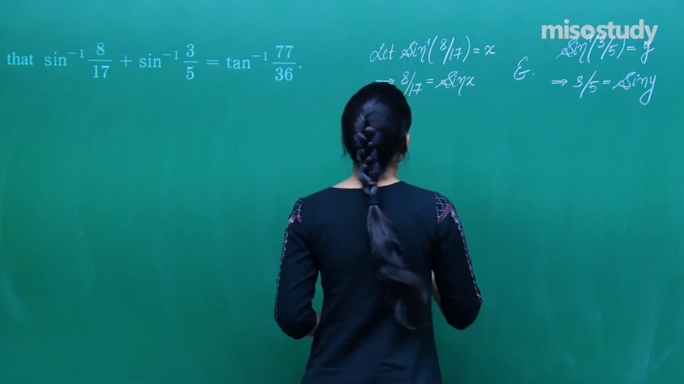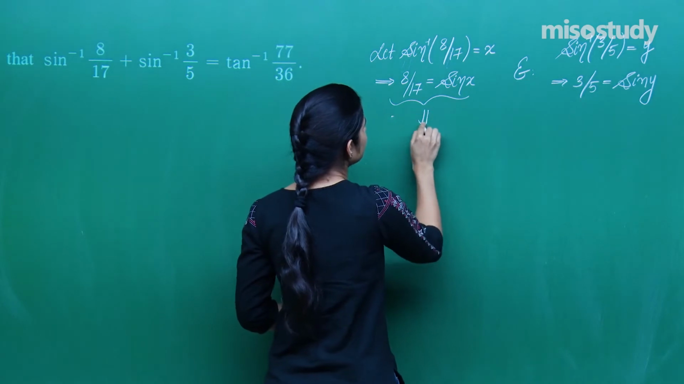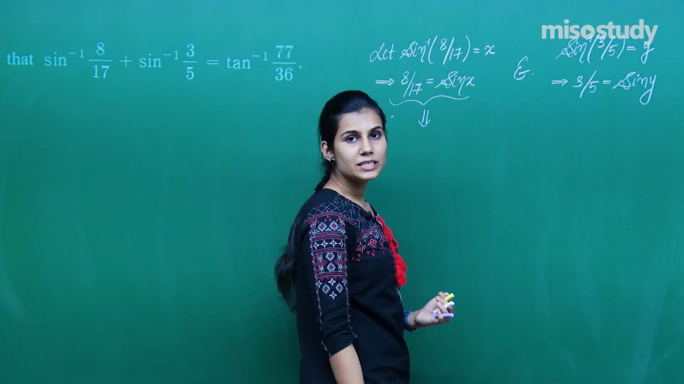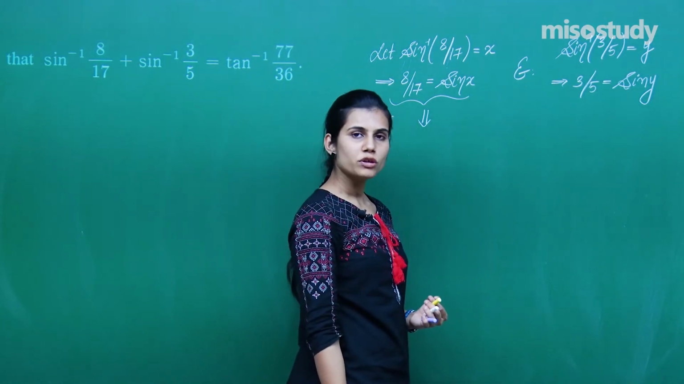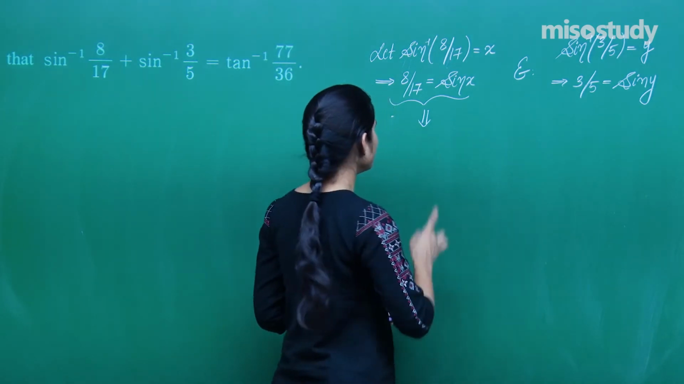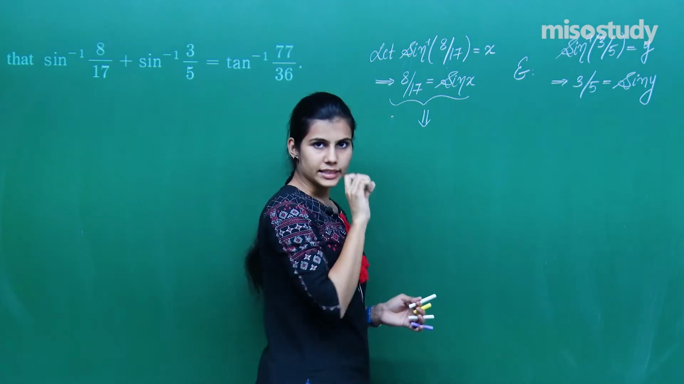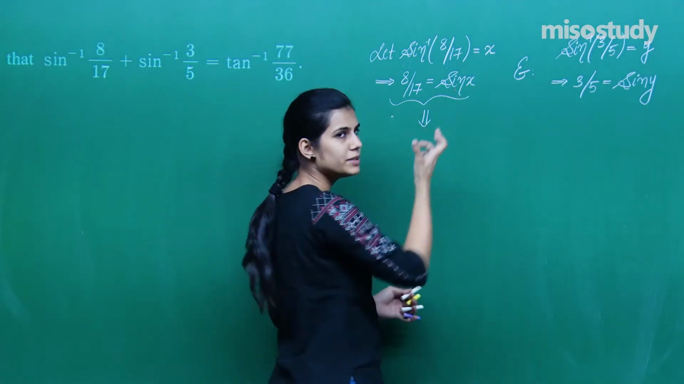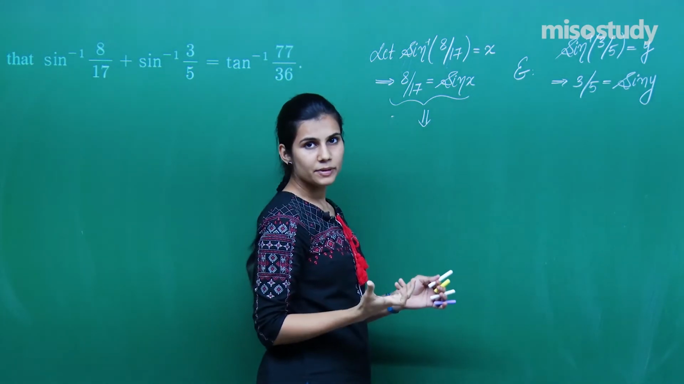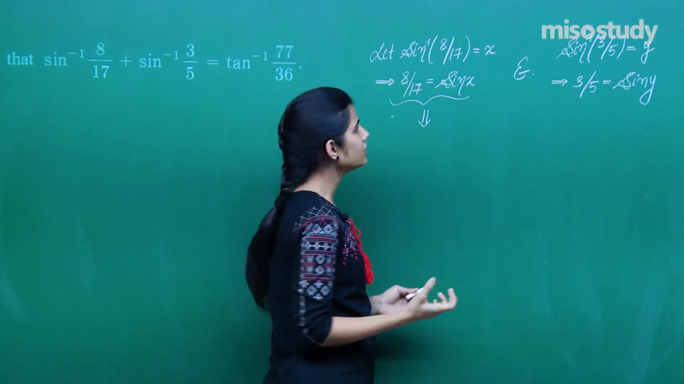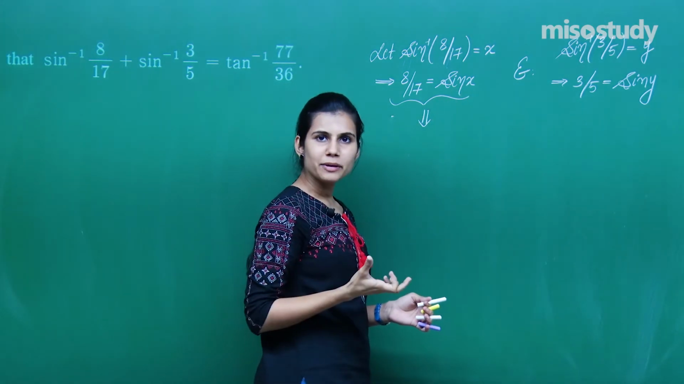Fine. If sin x is 8 by 17, all of us know that sin squared x plus cos squared x is 1. So cos squared x is 1 minus sin squared x. One more thing: sin x is 8 by 17, and x is allowed to be in the principal value branch, so x is supposed to be in minus pi by 2 to pi by 2.